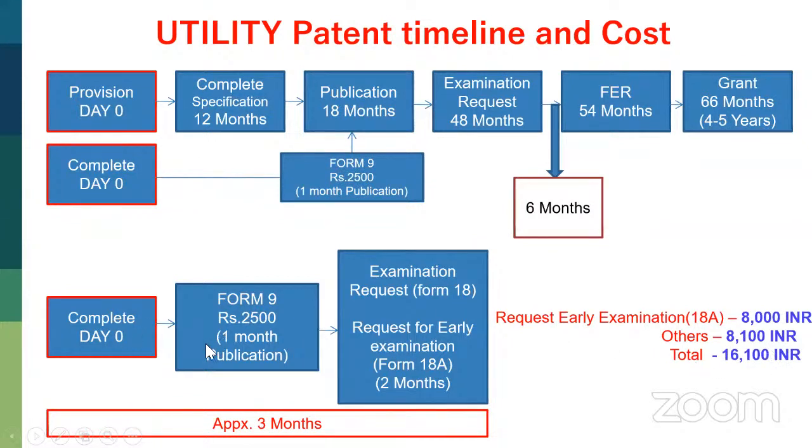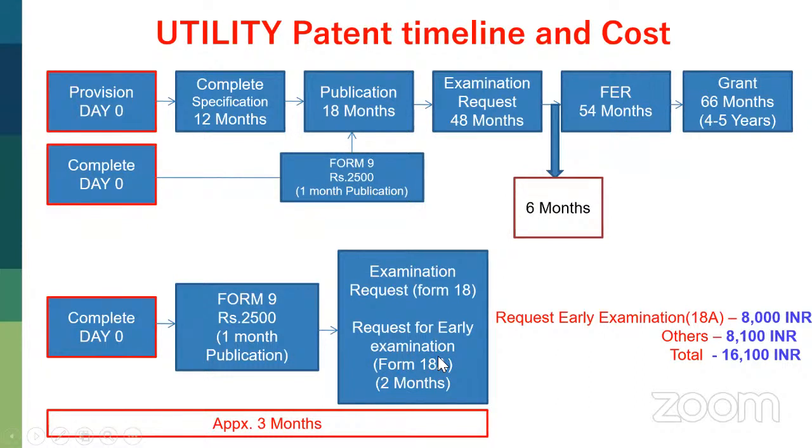Okay. And there is another option where we have an express examination, but express examination cannot be done by a simple or natural person. We need to have a form 18A to file a request for early examination. Normally, examination takes around 6 months to 1 year to get the first examination report. But if you file with form 18A, then it is an early examination. You'll get the first examination report within 2 months.